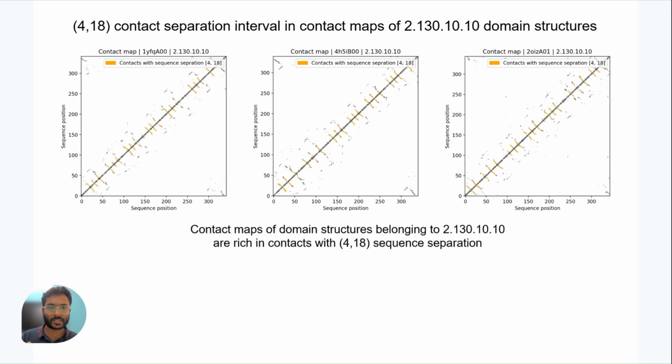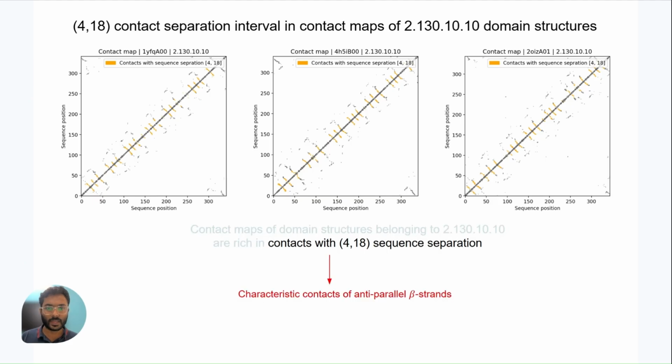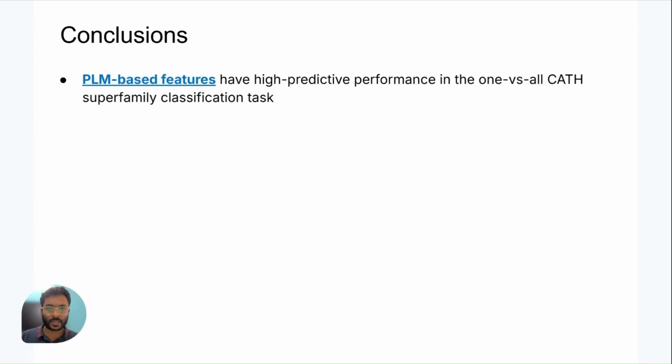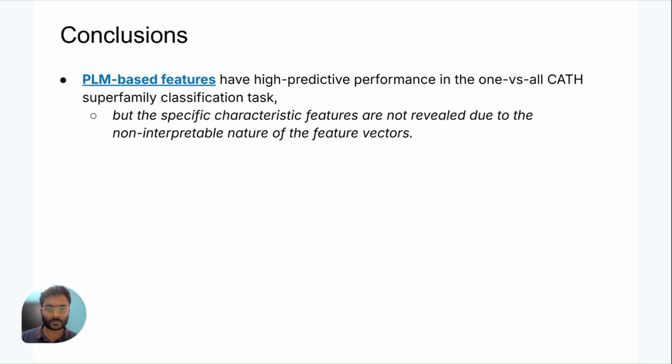We see that the domain structures belonging to superfamily 2.130.10.10 are rich in contacts with 4 to 18 sequence separation. These are characteristic contacts of antiparallel beta strands, which are present in beta propeller structures belonging to this superfamily. In conclusion, the protein language model-based features have high predictive performance in the one versus all CATH superfamily classification task. But the specific characteristic features are not revealed due to the non-interpretable nature of the feature vectors.